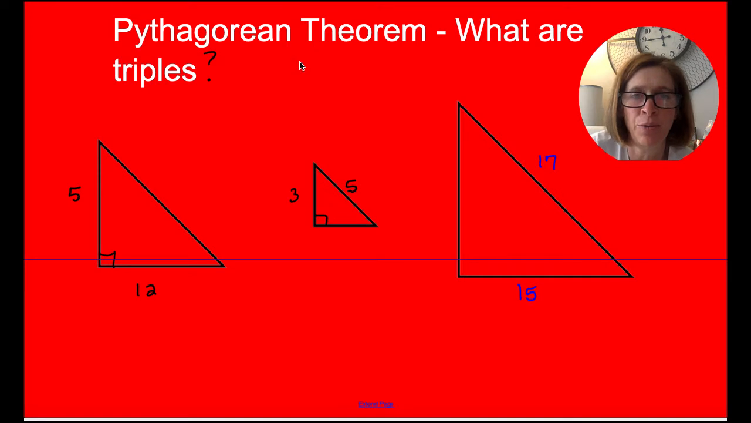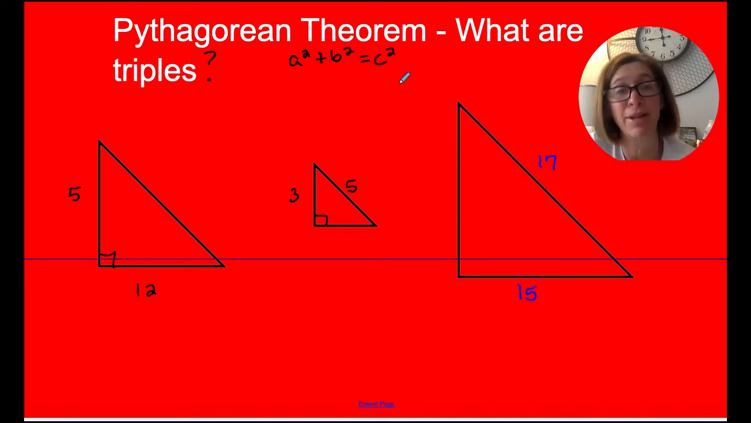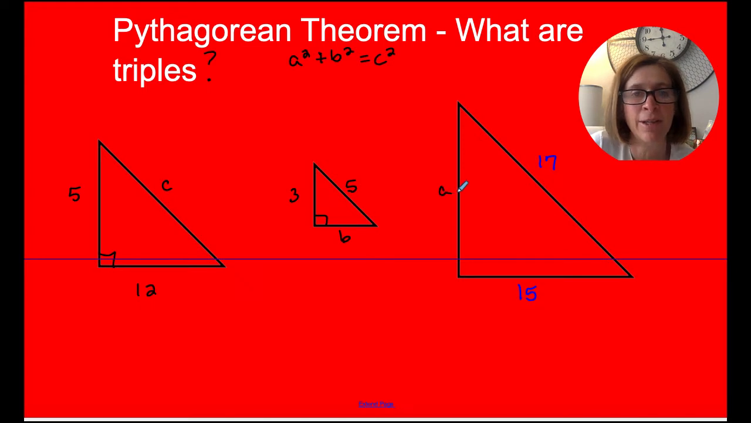So I think you should remember that a squared plus b squared equals c squared for any right triangle with legs a and b and hypotenuse c. So if I was to use the Pythagorean theorem to find c here, hopefully you would do 5 squared plus 12 squared equals c squared. And if we finish that up, we're going to get 25 plus 144 equals c squared. So 169 equals c squared.